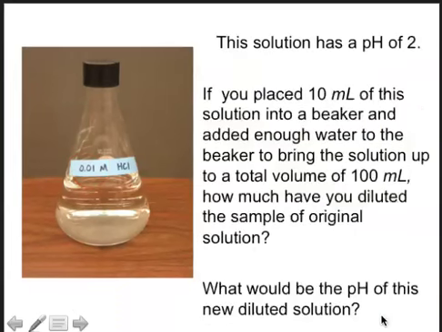Okay, the solution has a pH of 2. If you placed 10 milliliters of this solution into a beaker and added enough water to the beaker to bring the solution up to a total volume of 100 mLs, how much would you have diluted the sample of the original solution? And what you would have done now is done a 1 to 10 dilution. Okay, the new pH of the solution would be 3, and the reason for that is that you have now rendered this solution 10 times more dilute after you've done this by adding the water.